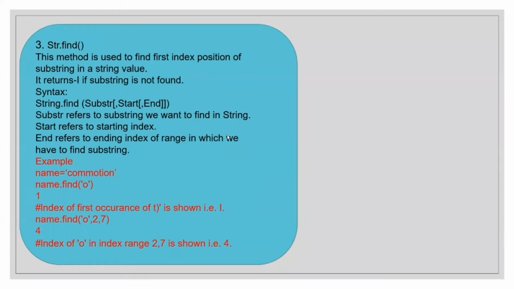So I hope this is clear. This was a bit tricky, but I hope I have made you understand well that you have to find the first occurrence of the letter O between the specified index, which is 2 to 7. And if the index is not specified, this is optional. If the index is not specified, then it will find the first occurrence. It's going to calculate.